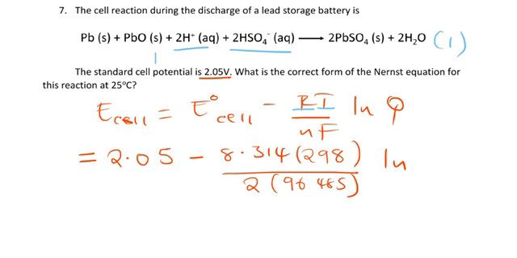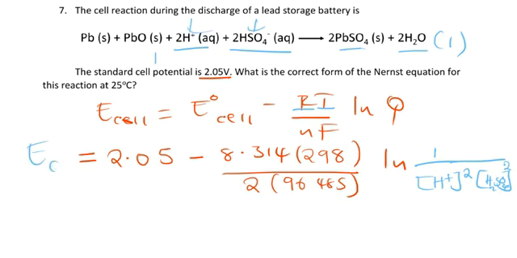So for the products, we don't have anything in gaseous or aqueous, so just put a 1. Of the reactants, we have hydrogen plus raised to the power 2, and also sulfuric acid raised to the power 2. Remember we said the concentrations are supposed to be raised to their stoichiometric coefficients. So if we are given the concentrations of the hydrogen and the sulfuric acid, we can perform the calculation and determine the non-standard cell potential of that battery.